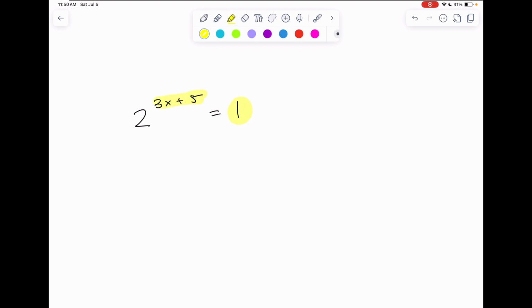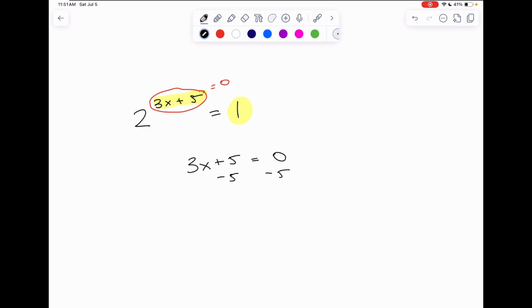Well, it can't equal 2 because 2 to the 2 is 4. It can't equal 3 because 2 to the 3 is 8. It can't equal 2 to the negative 1 because that would be 1/2. What would make it equal 1? If our exponent was 0, which means we could set our exponent equal to 0 and say 3x plus 5 equals 0.